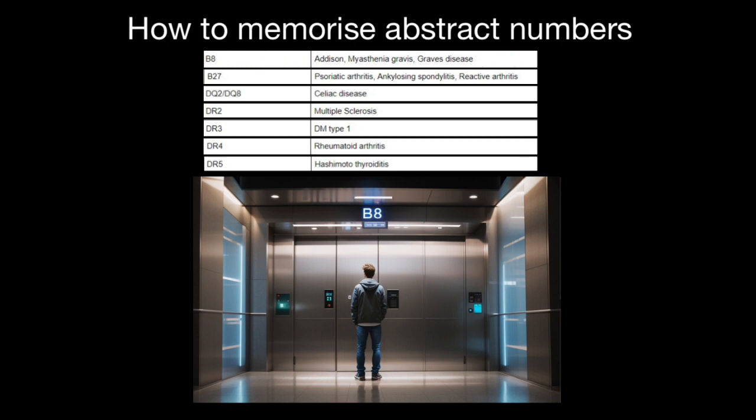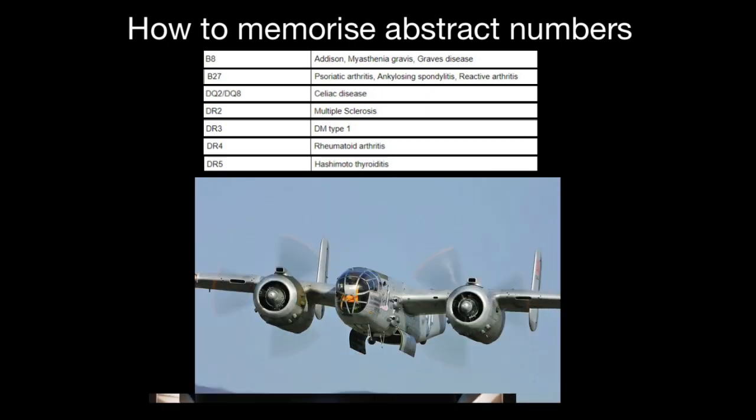Now let's move to the next line, B27 and psoriatic arthritis, reactive arthritis, and I'm not sure if I pronounce this disease correctly, ankylosing spondylosis. And it doesn't matter, I would still memorize it. I don't know what kind of personal association you have with B27, but I have a strong association with the bomber B27. So now, what is going to be the association of this name of the gene with these diseases?